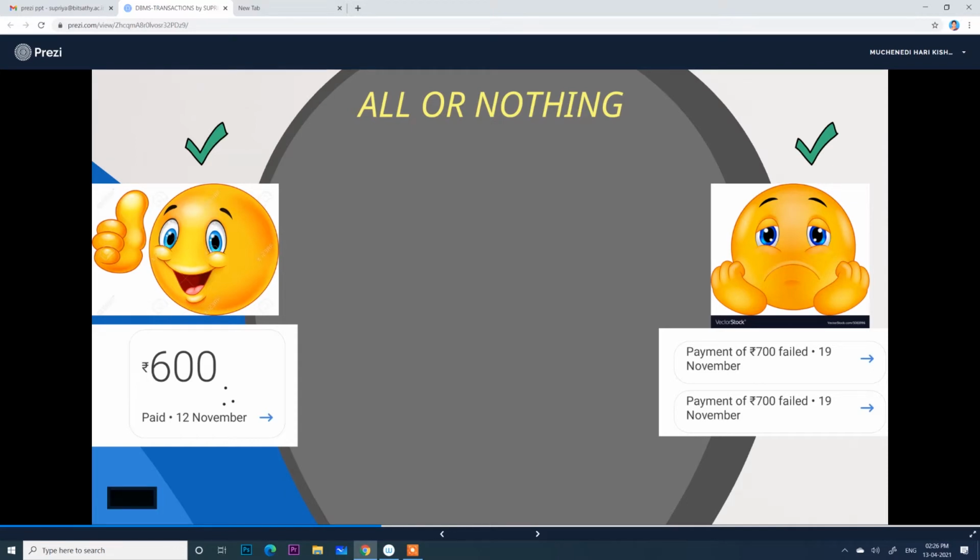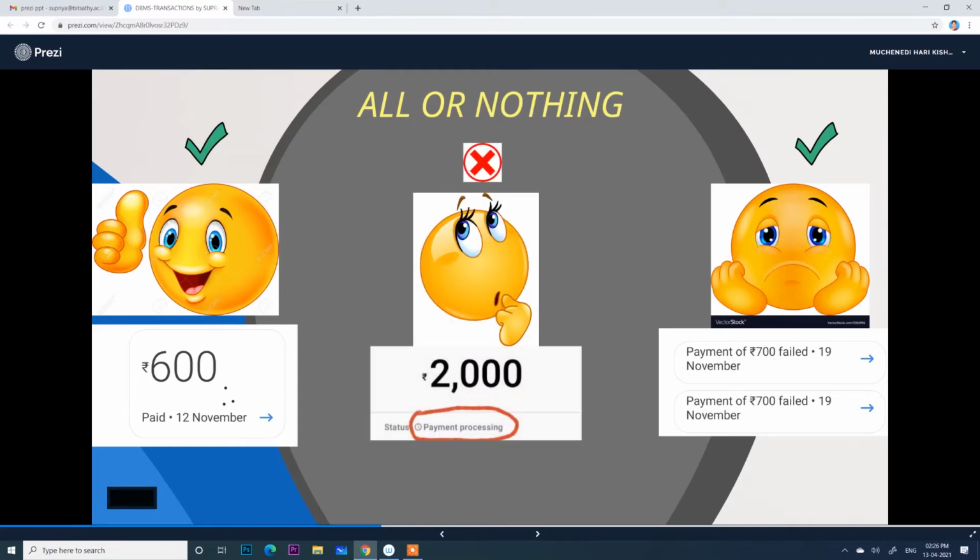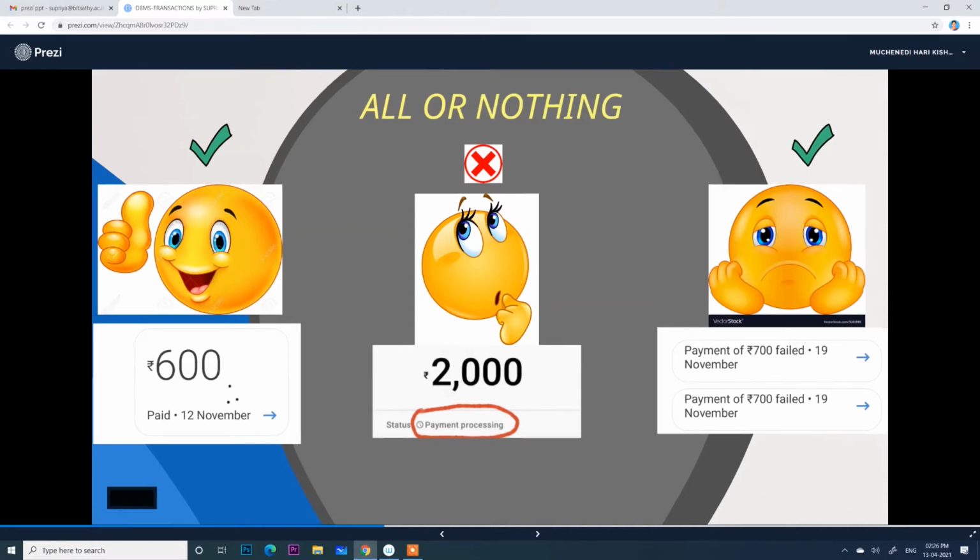Either one should happen. Suppose there is a network interruption during the transaction, so your processing, that is your transaction, may be midway. So the rule is there should not be any midway state in a transaction. The transaction should end either in success or in failure, but not in between. This is called atomicity.